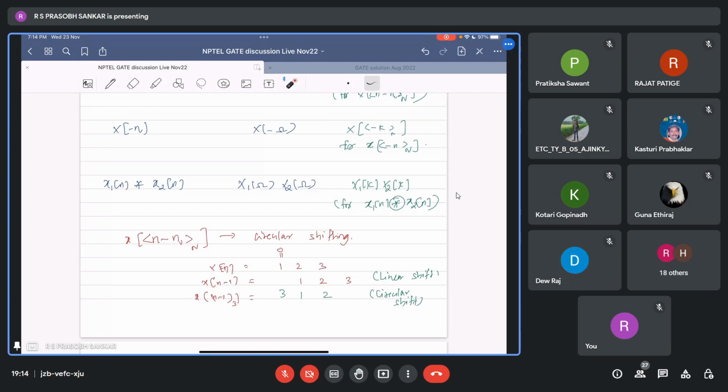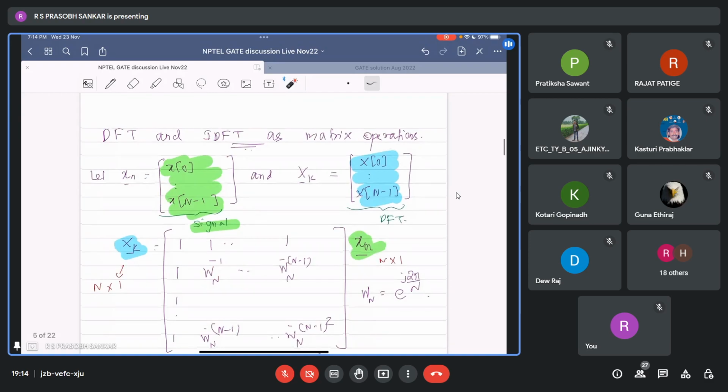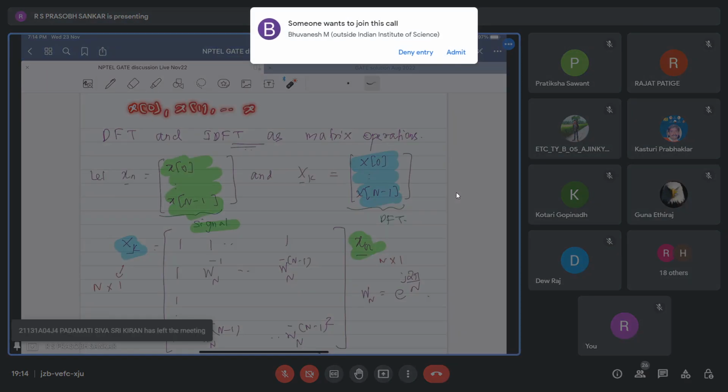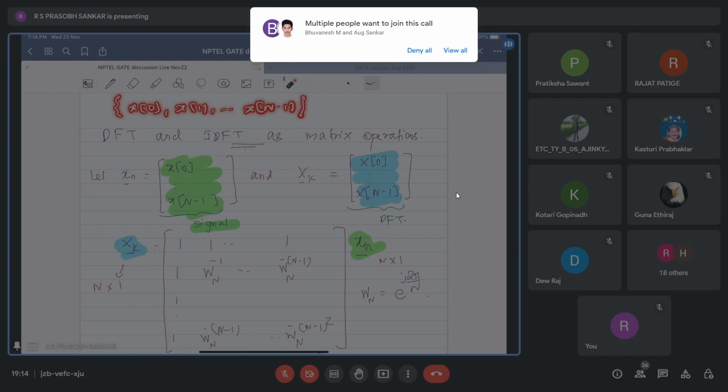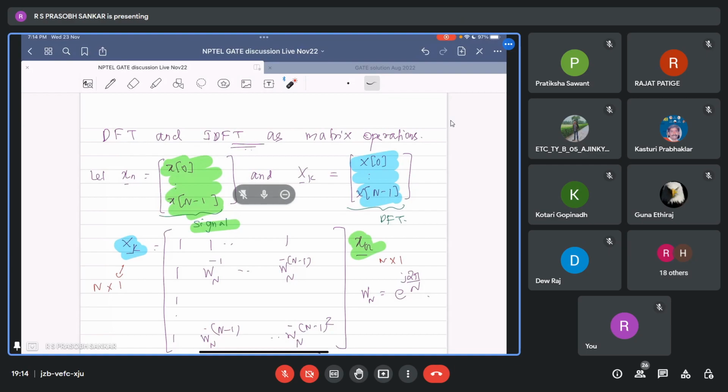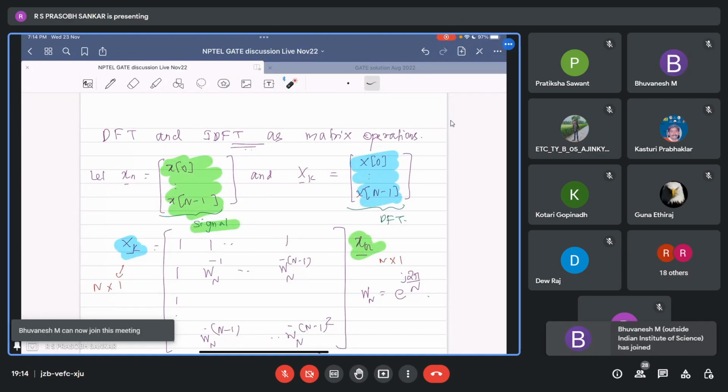Yes, sir. Okay, thanks. So the DFT and IDFT operations we can think of in terms of matrix multiplications. How is that? Let x of n, this is a vector by the way, be defined as x of 0, x of 1 up to x of n minus 1. This is my signal, x of n. That's it. I am collecting these in a vector and calling it x of n. So this is my signal in the time domain.